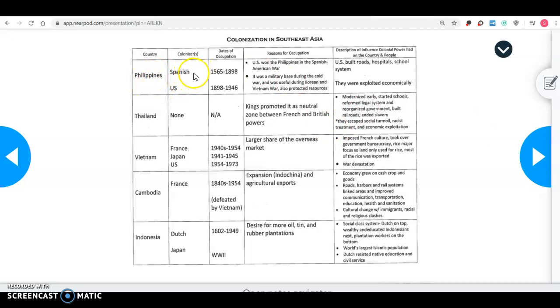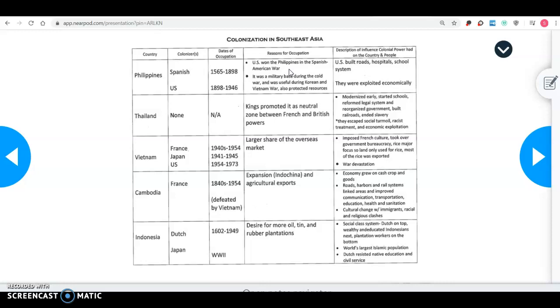So the colonizers of the Philippines are going to be both the Spanish and the United States. So reasons for occupation, U.S. won the Philippines in the Spanish-American War. You're going to learn about this in U.S. history, but that happened in 1898, where there was a change of power between the Spanish and the United States, and that was one of the territories that we ended up winning because we won that war.